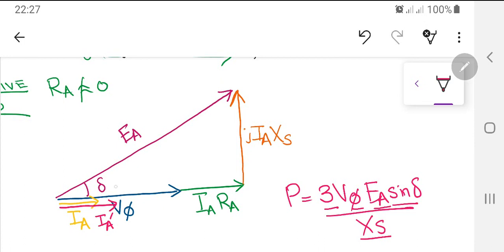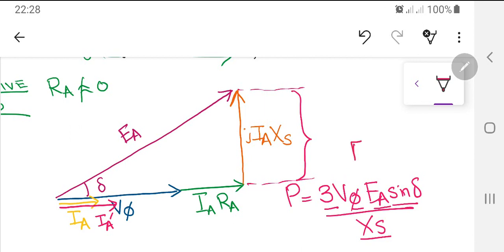Now if you see this angle of delta, this expression, or this length, is actually equal to EA sine of delta. Now if V phase is not changing, and this is a very important point, then certainly this IA axis vector length, this purple color length, is going to increase. But here your V phase will change because the synchronous generator is working alone.